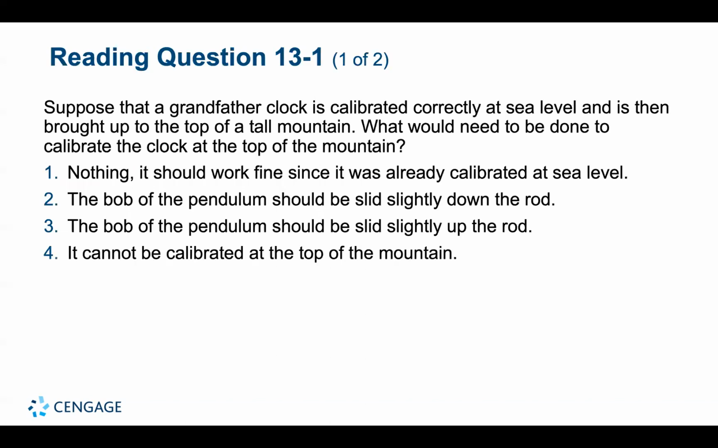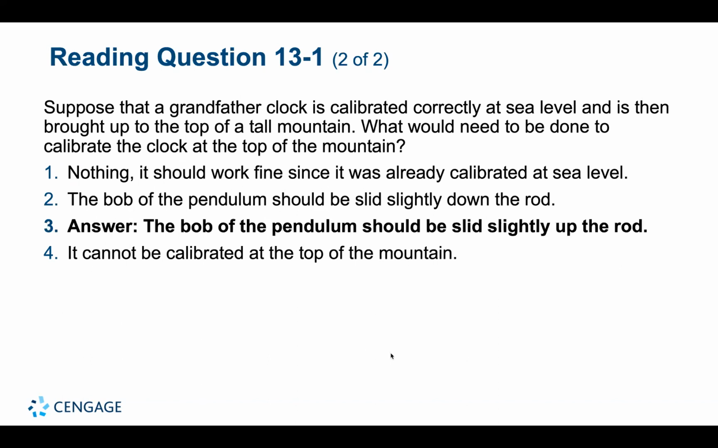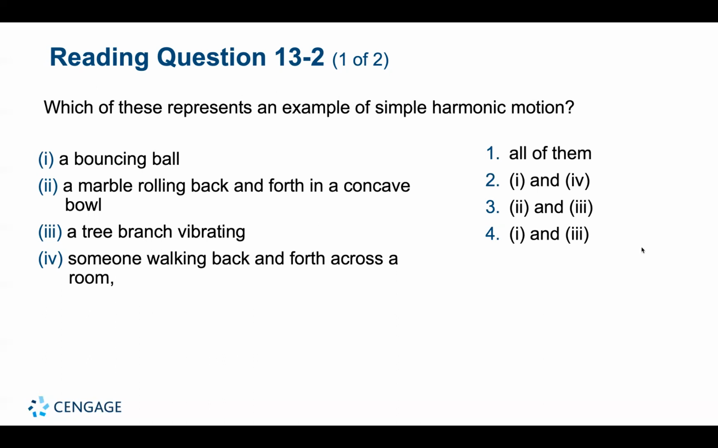Here's our first question. Suppose that a grandfather clock is calibrated correctly at sea level and then is brought up to the top of a tall mountain. What would need to be done to calibrate the clock at the top of the mountain? The answer is the bob on the pendulum should be slid slightly up the rod. Which of these represents an example of simple harmonic motion? The answer is 2 and 3, a marble rolling back and forth in a concave bowl and a tree branch vibrating.